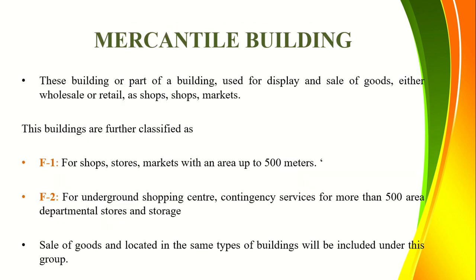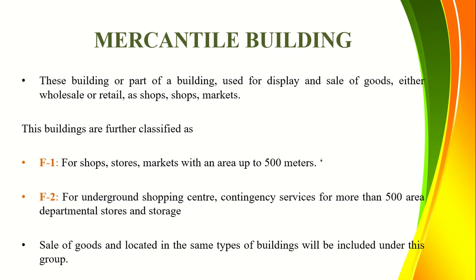Next comes the mercantile building. What is a mercantile building? It is another type of classification where the entire building or a part of the building is used for housing shops, stores or showrooms where display and sale of wholesale products, retail products or merchandise is carried out. So we go to a cloth shop and buy some clothes. We go to a retail shop to buy household items, like our supermarkets. You just go, you buy the things and you come out. That phenomenon is called merchandise.